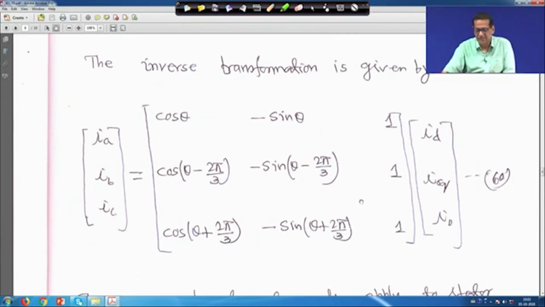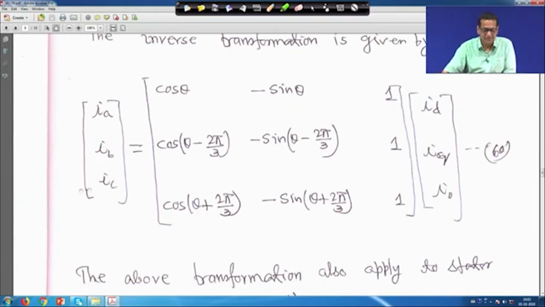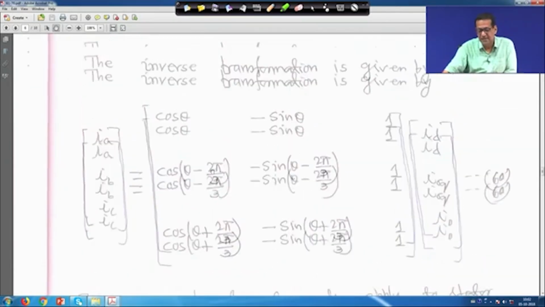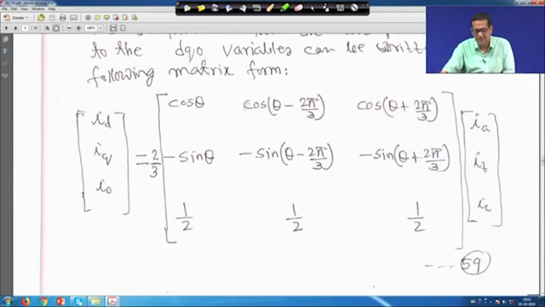Right. That means you will see that IA will be equal to ID cos theta minus IQ sin theta plus I0. Similarly, IB will become ID cos(theta minus 2 pi by 3) minus IQ sin(theta minus 2 pi by 3) plus I0. Similarly, IC will follow. So, you take the inverse of this matrix.